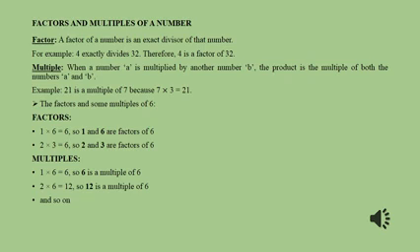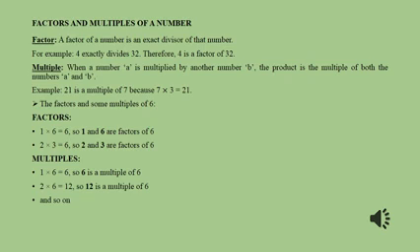Now we take an example, the factors and some multiples of 6. So 6 is a number given to us, so we have to find its factors and we have to find its multiples. Now all the possible factors of 6 can be 1, 2, 3 and 6, because 1 multiplied by 6 is equal to 6 and 6 multiplied by 1 is equal to 6. So 1 and 6 are factors of 6, and likewise 2 multiplied by 3 is equal to 6 and 3 multiplied by 2 is equal to 6. So 2 and 3 are also the factors of 6.